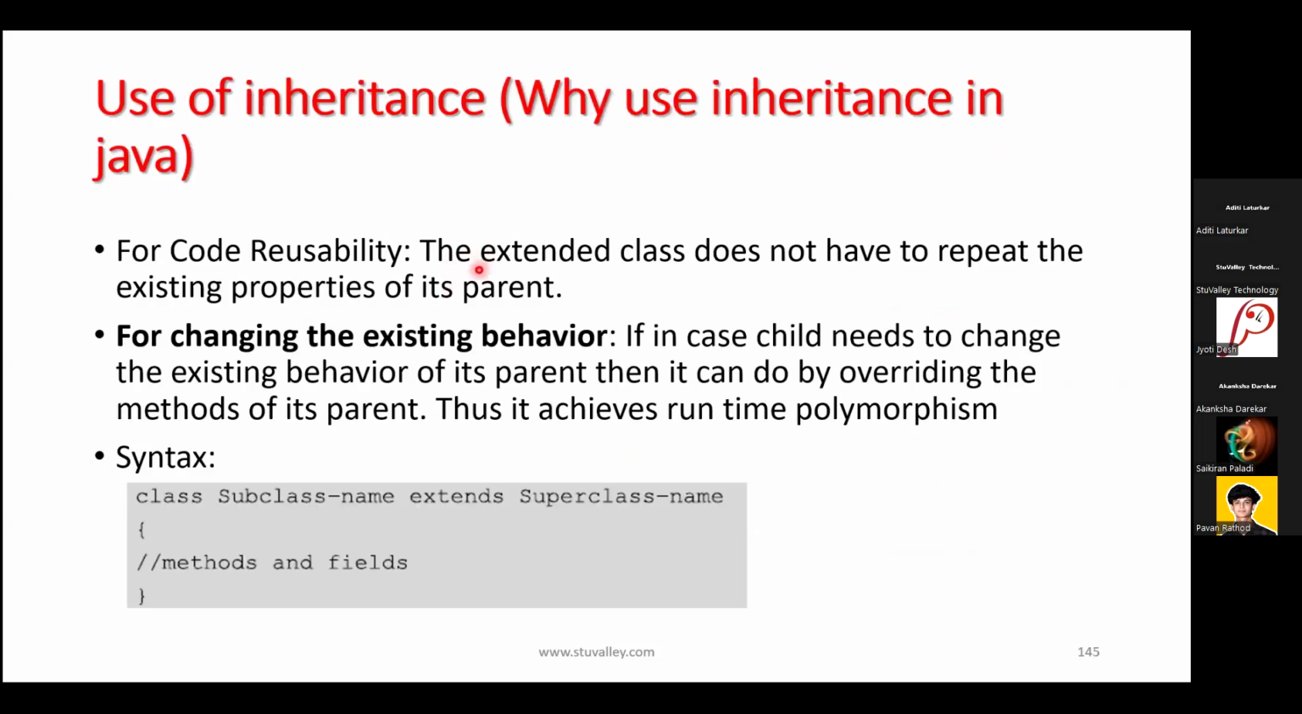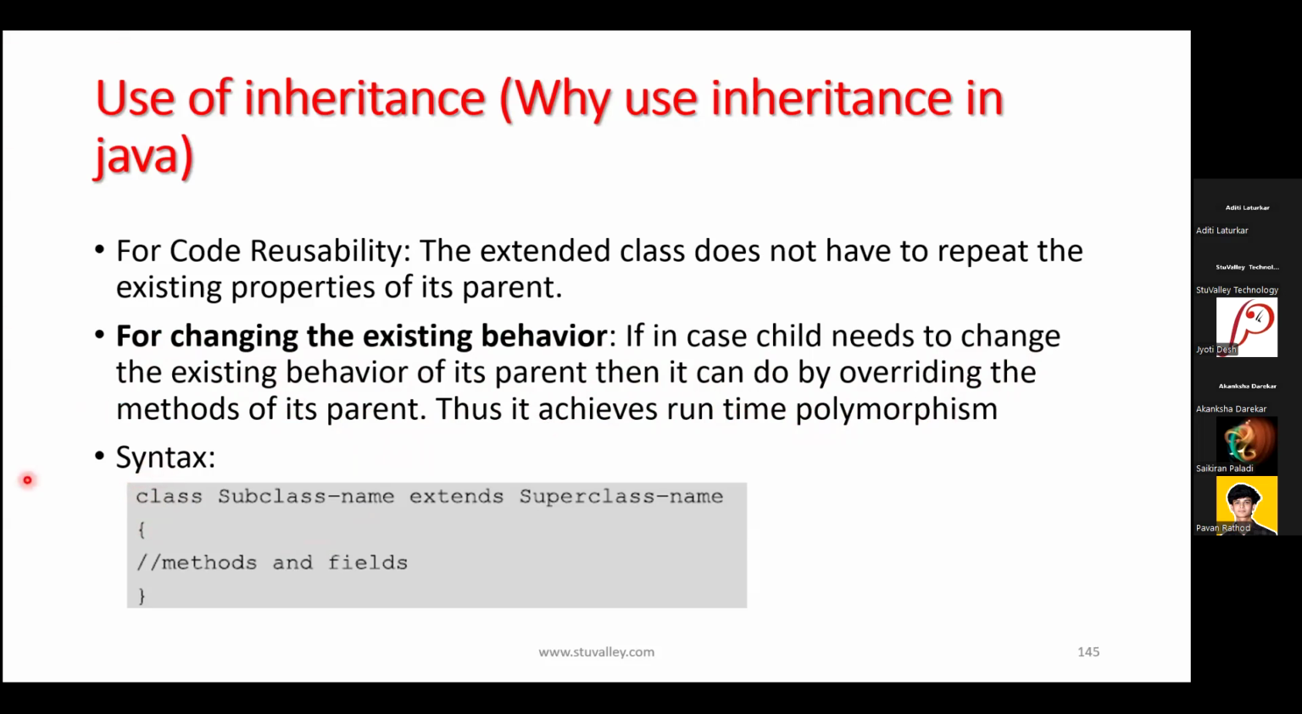That we will see using one example also. The second one is for changing the existing behavior. If in case a child needs to change the existing behavior of its parent, then it can do so by overriding the methods of its parent. Now, what overriding is and how to achieve it, we are going to see in the polymorphism concept. Thus it achieves runtime polymorphism.